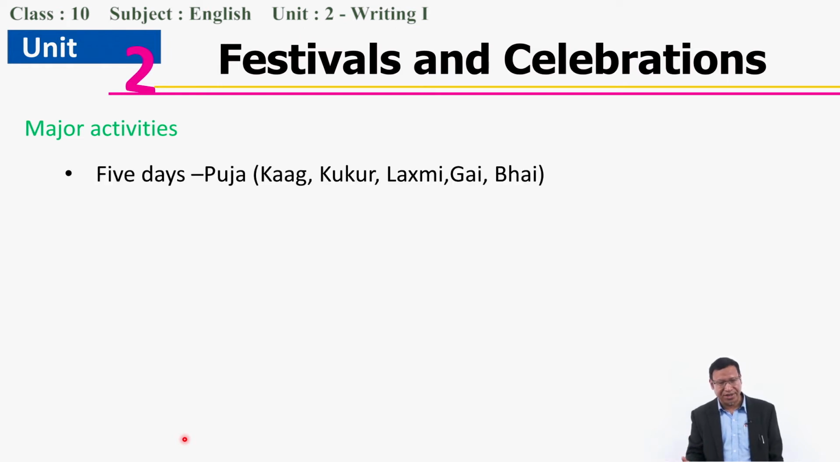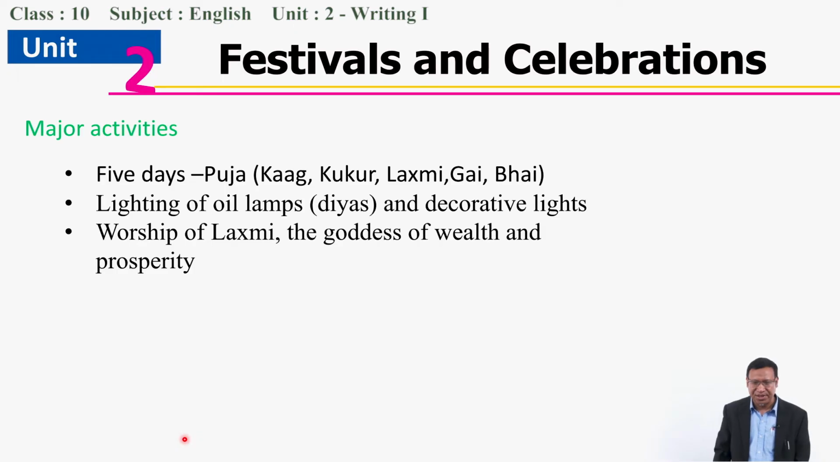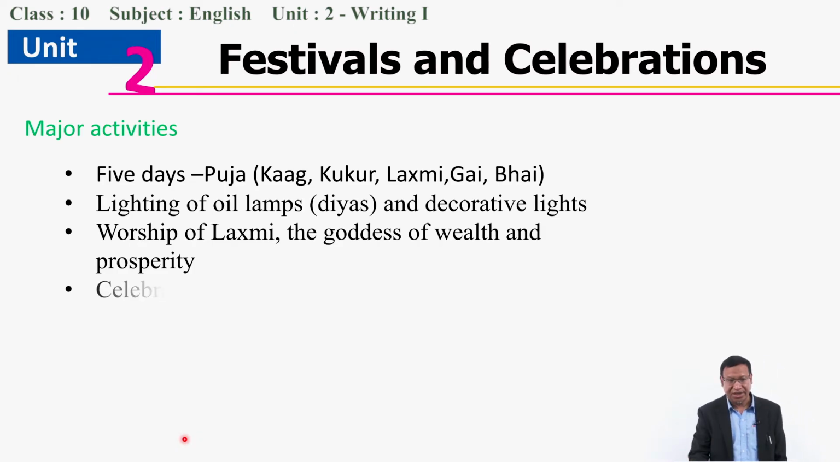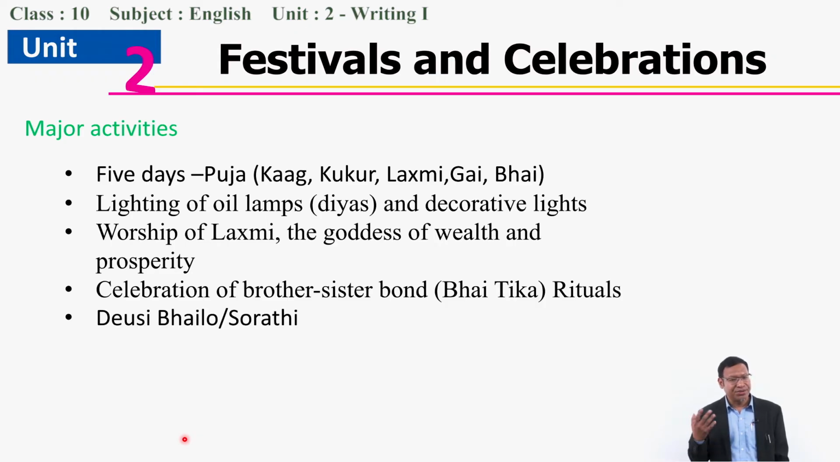Of course, the major activity is 5 days of puja. First day Kag puja, next day Kukur puja, next day Gai puja, Lakshmi puja, then Bhai puja, or let's say Bhaitika. That's how it goes. You remember these things? And then you remember lights of oil lamps, diyas, and decorative lights. What major activities do you remember? Yeah, worship of Lakshmi, the goddess of wealth and prosperity, right? And then it is a celebration of brothers and sisters, that is Bhaitika rituals. And there is Deusi Bhailo. Some communities play Surati also. And they have traditional dances.